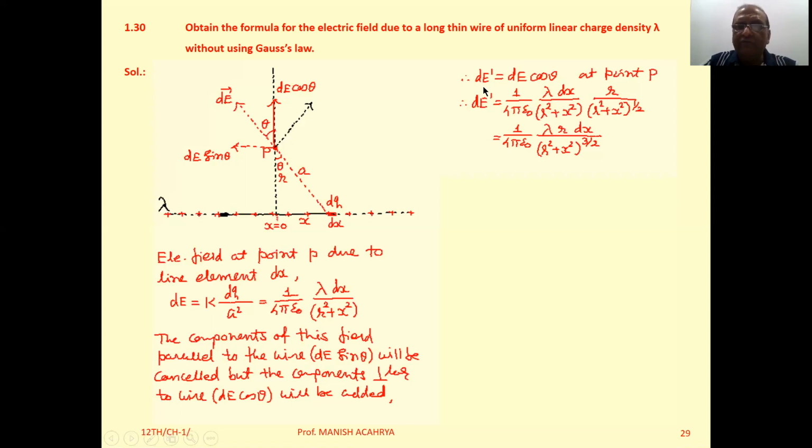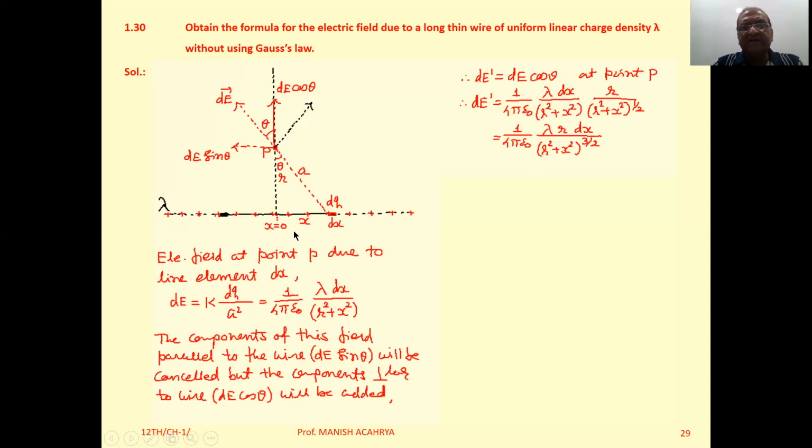So we can now write dE dash, the electric field due to this small element having length dx with charge dq, as dE cos theta at point P. Now substitute the value of dE, that is 1 upon 4 pi epsilon 0 lambda dx upon r square plus x square, times cos theta, that is adjacent upon hypotenuse. So that is r upon under root r square plus x square. Resultantly, we will get 1 upon 4 pi epsilon 0 lambda r dx upon r square plus x square raised to 3 by 2. These two jointly give you raised to 3 by 2.